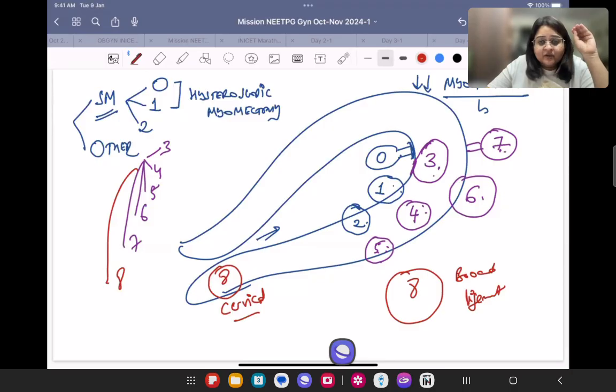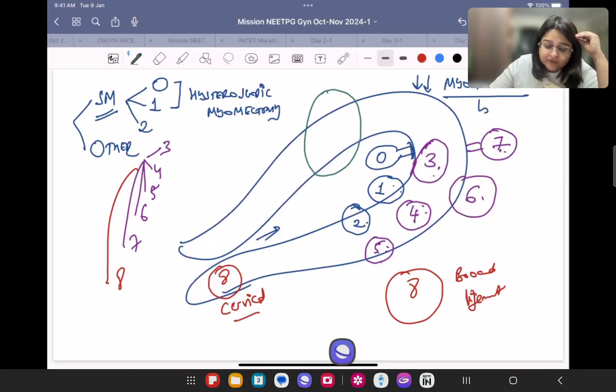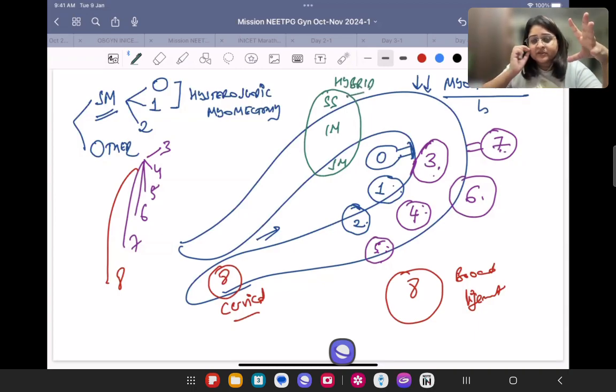Now, there is another type of fibroid called a hybrid fibroid. What is a hybrid fibroid? Suppose you have a fibroid with all three components: subserous, intramural, and submucosal. It is called a hybrid fibroid. Sometimes there are very big fibroids which have components in all three regions. It's called a hybrid fibroid. So this is what you should know, and this is the new classification. If you've done this with me, you will never forget.